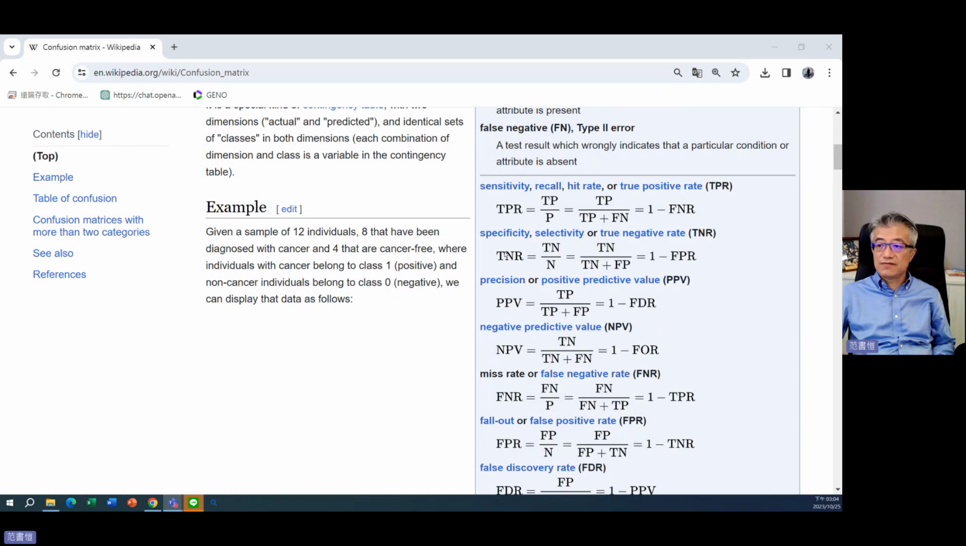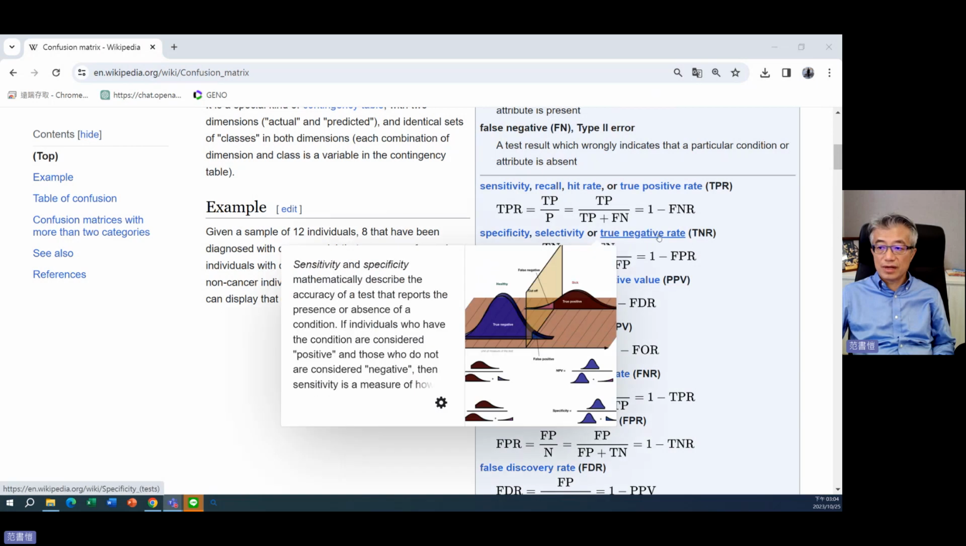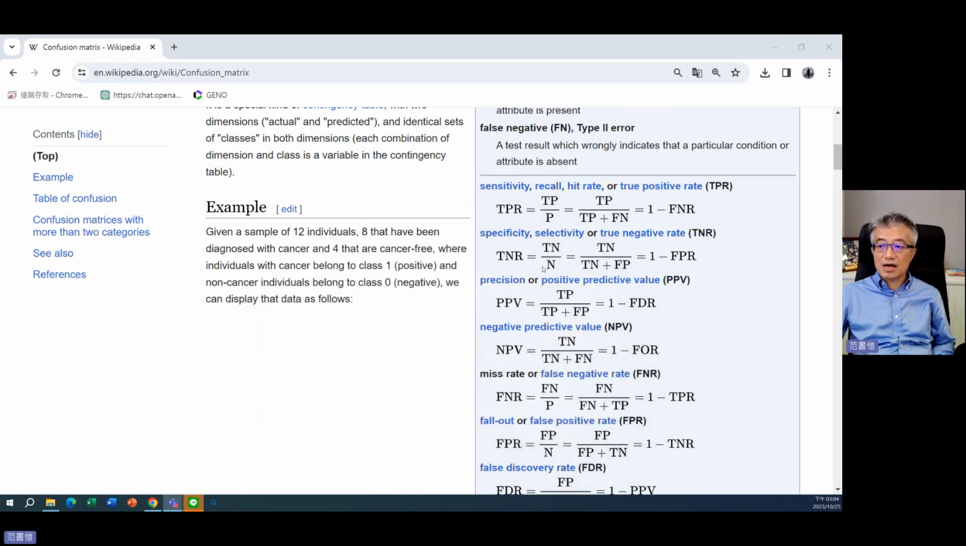Second, specificity, also known as selectivity or the true negative rate. In the denominator is N, the total number of the actual negatives, and in the numerator is the true negative. So N equals true negative plus false positive. This is the number of the true negatives, and the numerator is TN, the true negative. That is also equal to 1 minus FPR, the false positive rate.